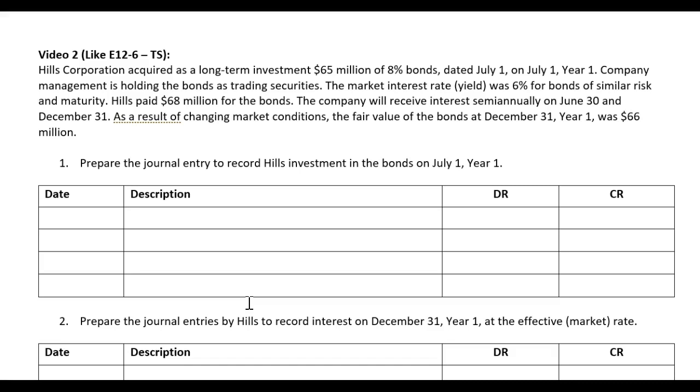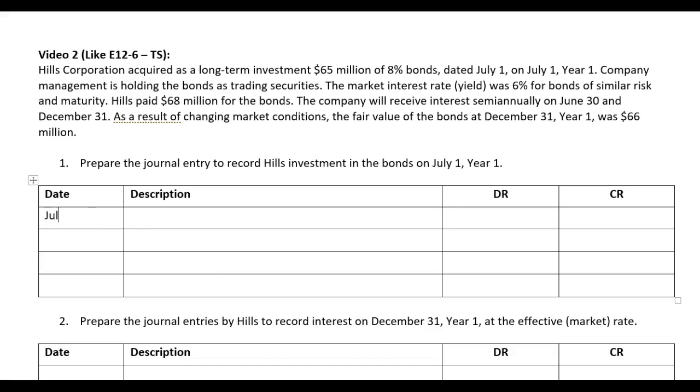The company will receive interest semi-annually on June 30th and December 31st. As a result of changing market conditions, the fair value of the bonds at December 31st, year 1, was $66 million. Prepare the journal entry to record Hills' investment in the bonds on July 1st.